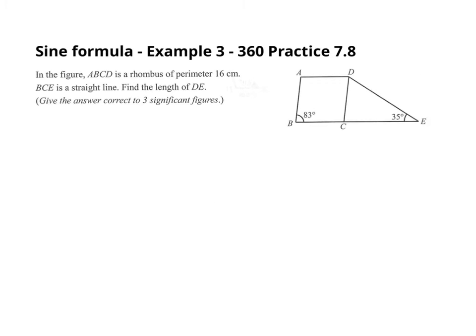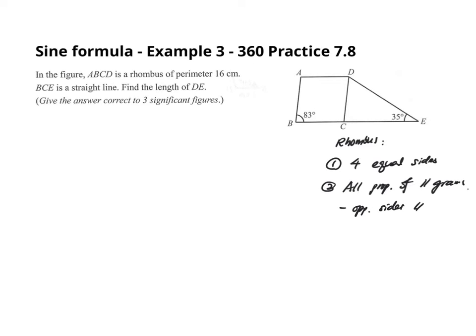Next, we are going to find the length of DE. Notice that ABCD is a rhombus. Rhombus has the following properties. First one, rhombus has 4 equal sides. Second one, rhombus has all properties of parallelograms. For example, the opposite sides are parallel. Opposite sides are equal. And the opposite angles are also equal.